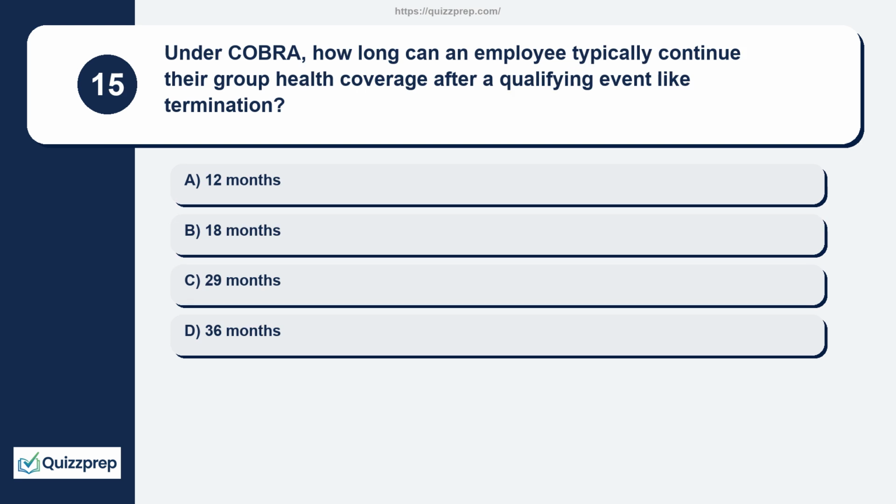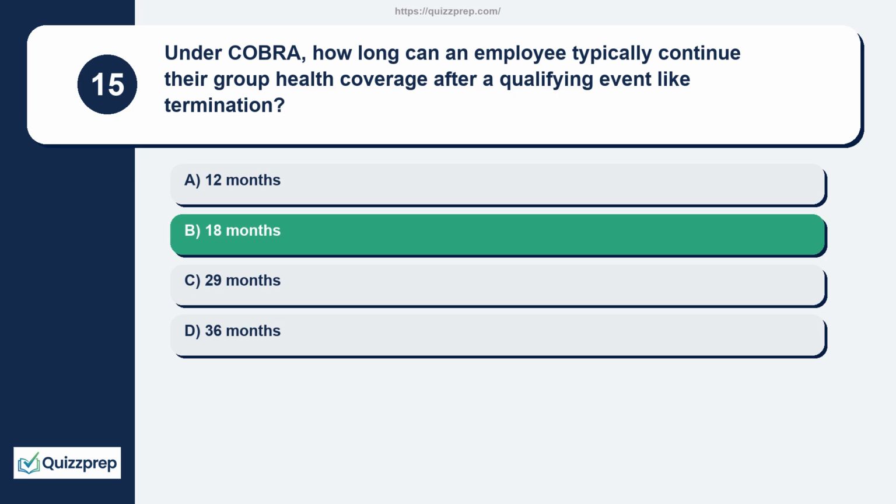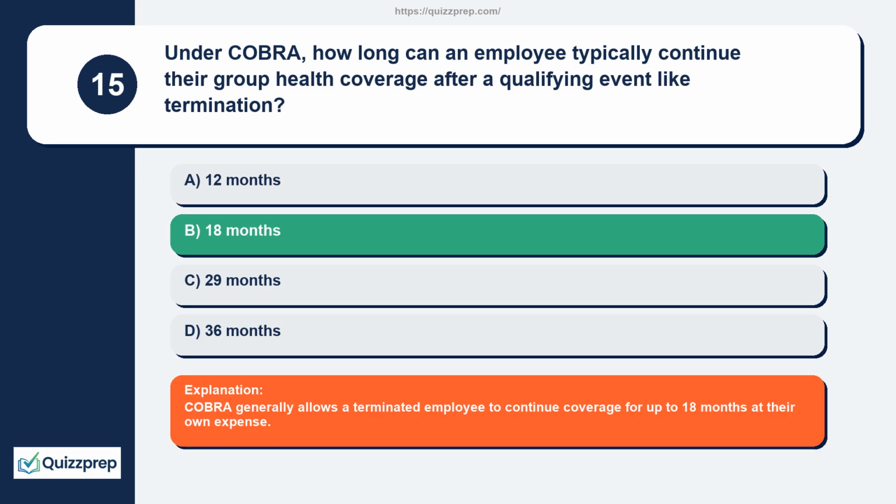Question 15. Under COBRA, how long can an employee typically continue their group health coverage after a qualifying event like termination? 12 months, 18 months, 29 months, 36 months. COBRA generally allows a terminated employee to continue coverage for up to 18 months at their own expense.